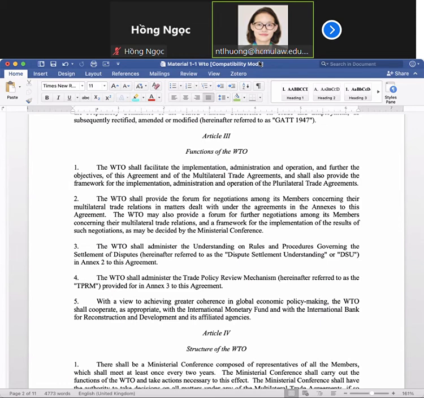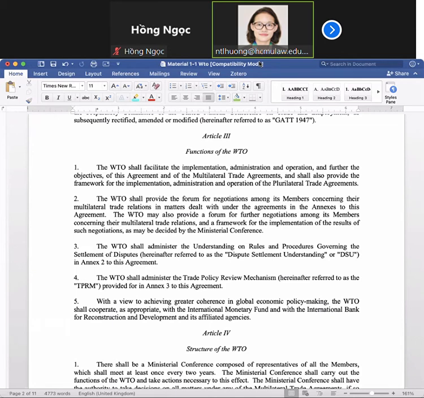Now we go shortly through the functions of the WTO. Article 3 is of the Marrakesh Agreement, and we may call this agreement the Marrakesh Agreement because it was signed there, or sometimes we call it the WTO Agreement because it established the WTO. And so I will use those names interchangeably throughout the course. Okay. And so here you can see that this article lists 5 main functions of the system.